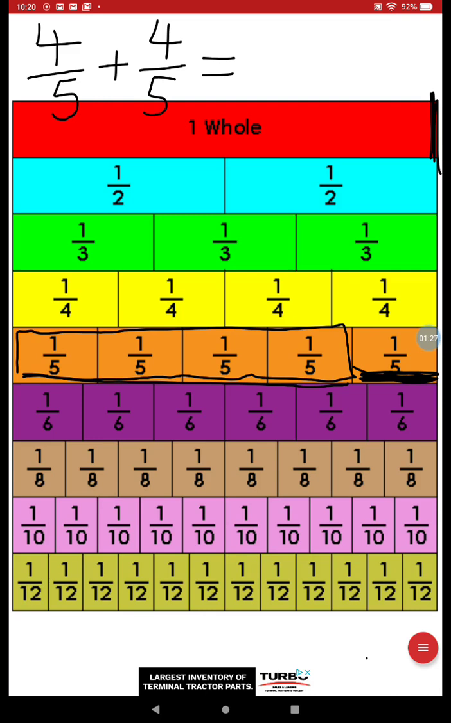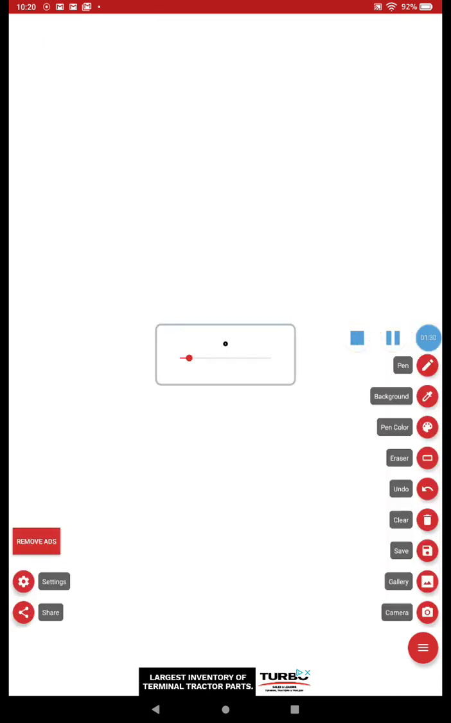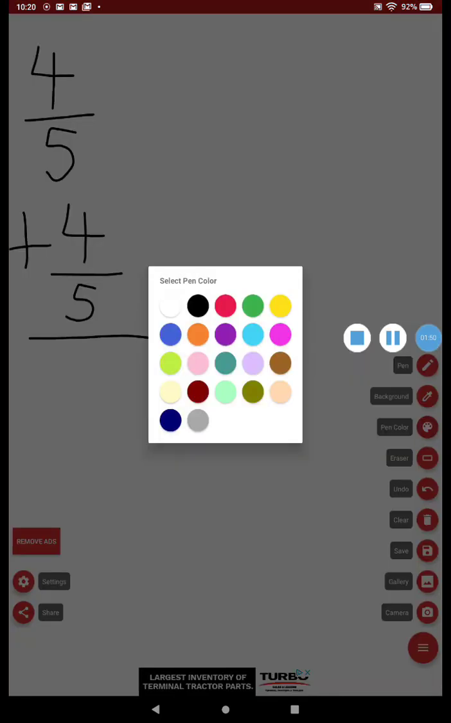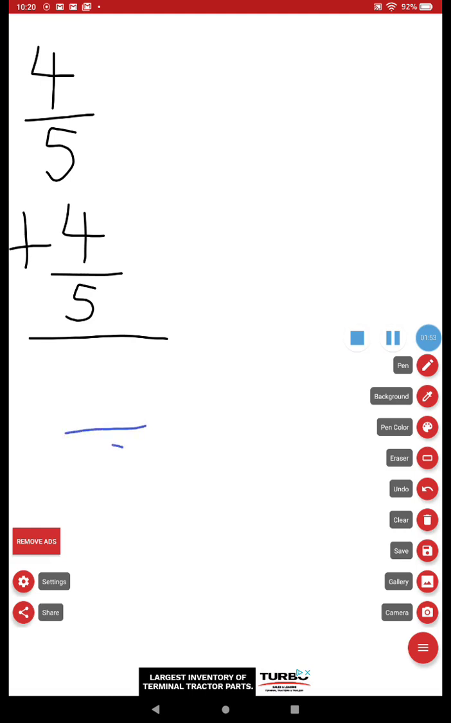So let's take a look at that with just the numbers. All right, so I have 4/5 plus 4/5. All right, well, let's start with the easy part. You already know that when I add fractions together, I'm going to get the same denominator. So let's bring that denominator down, 5. Now let's add these numerators, 4 and 4. What do you get with 4 and 4? Well, you get 8. Uh-oh, now you've got an improper fraction because 8 is bigger than 5.